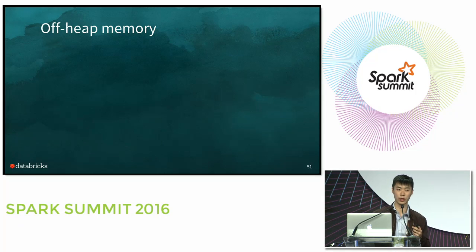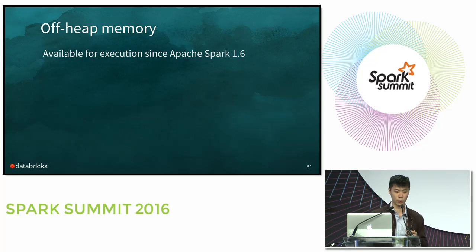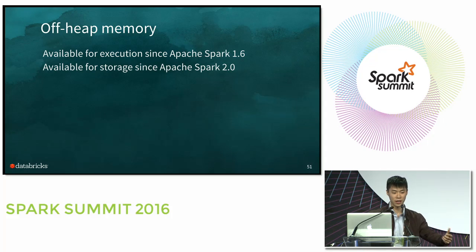Finally, off-heap memory usage is another very important way to make use of memory efficiently. This has been available for execution since Spark 1.6, and today I'm happy to announce that it will be available for caching as well in Spark 2.0. A little bit of motivation as to why this is important: it's super important for large heaps.